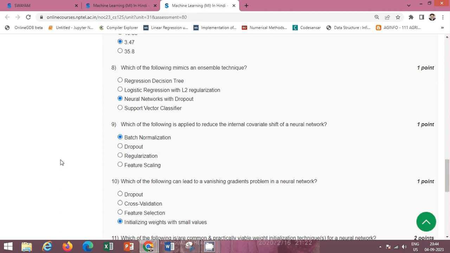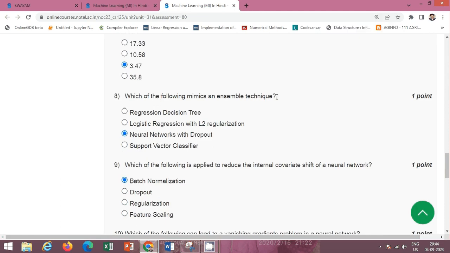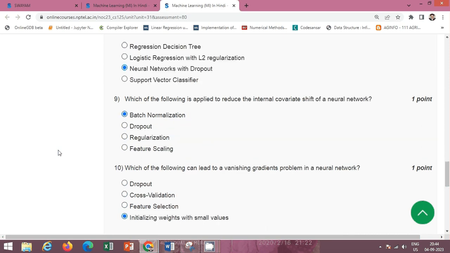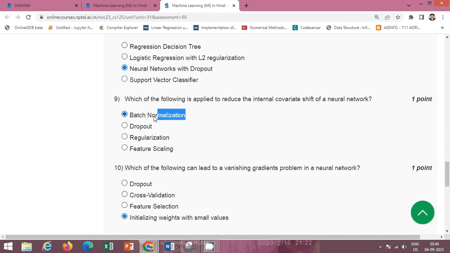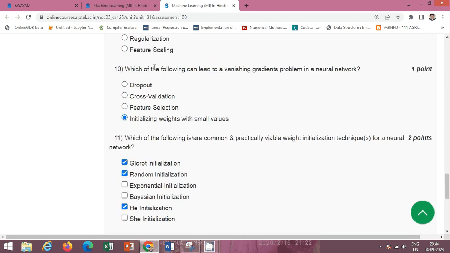Next question, which of the following mimics an ensemble technique? So the correct option is option C, neural networks with dropout. Next, question 9, which of the following is applied to reduce the internal covariate shift of a neural network? So the correct option is option A, batch normalization. Next, question 10, which of the following can lead to a vanishing gradients problem in a neural network? So the correct option is option D, initializing weights with small values.